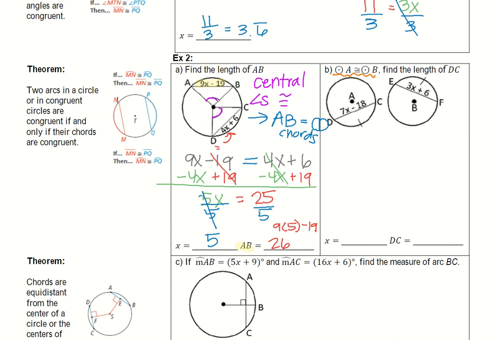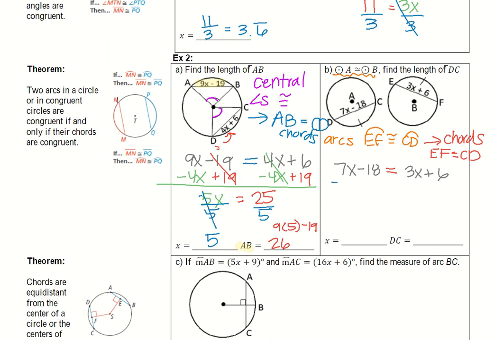So they're telling me that arc EF is congruent to arc CD. And so that allows us to say then that the chords are equal. EF is going to be equal to CD. Okay, so I can set those two things equal. So 7x minus 18 is equal to 3x plus 6.